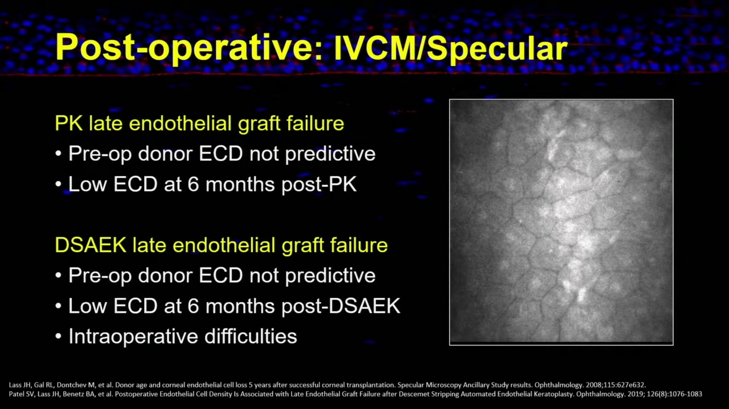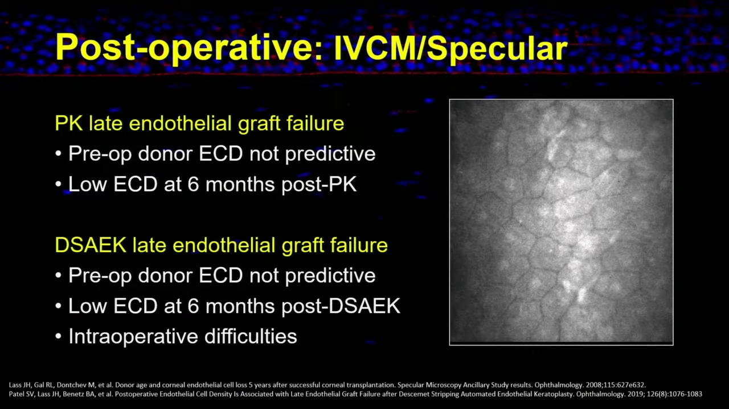And finally, post-operatively, in vivo confocal microscopy and specular microscopy are both very useful when you're looking at the prognosis and potential for late endothelial graft failure. So there are two long-term studies that have looked at this late endothelial graft failure following full thickness or endothelial transplants. And both showed that preoperative donor endothelial density is actually not predictive.